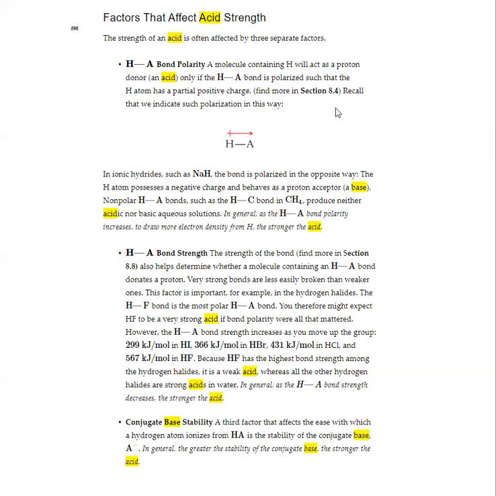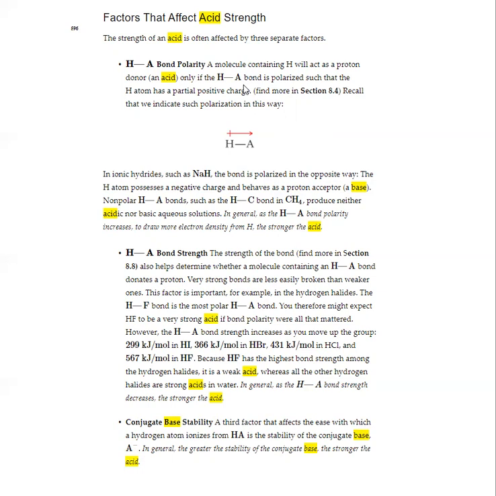Bond strength also helps determine acid strength. Okay, so the general rule is that bond strength also affects the strength of an acid. The stronger that a bond is, the harder it's going to be for something to dissociate. The weaker the polarity, also the less chance that it's going to dissociate.